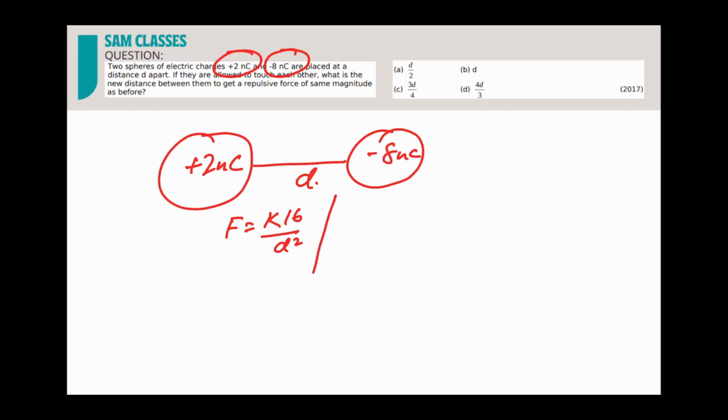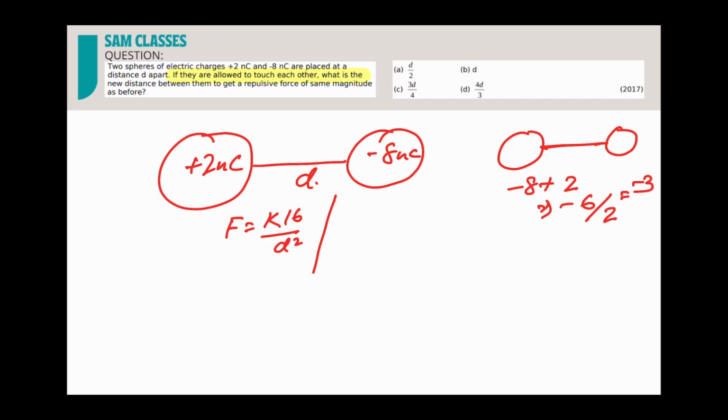Now what is the second thing they're telling? If they're allowed to touch each other, what will happen? The moment these two charges touch each other by a wire or anything, the charges will transfer from the higher to the lower. So what will be the total charge available? Minus 8 plus 2, which is minus 6, and that will be divided among 2, so that will be minus 3. Each one will have minus 3 charge. Now what will be the force, student? It will be 9k by d square. F dash will be 9k by d square. Now they're asking what is the new distance between them to get a repulsive force of the same magnitude. They don't want the force to differ. They want the same magnitude force.